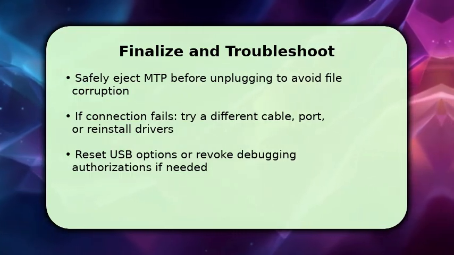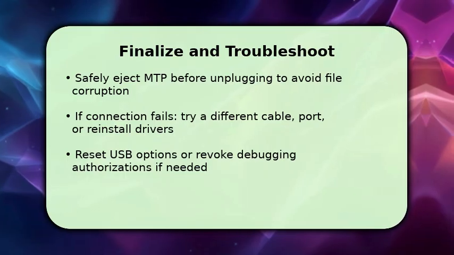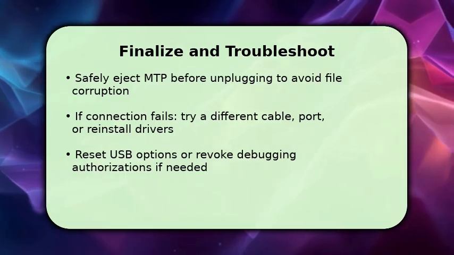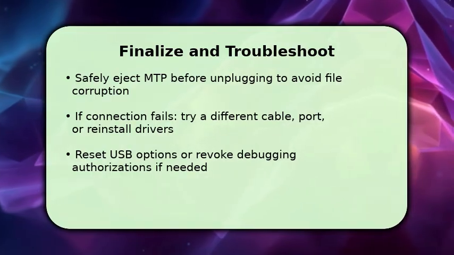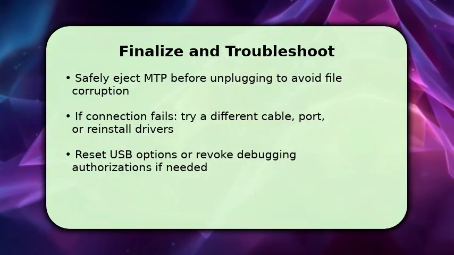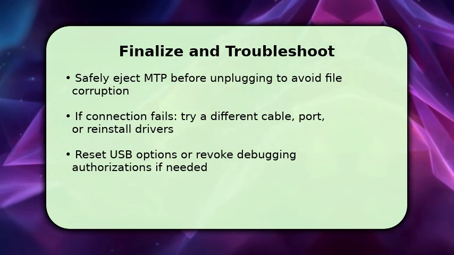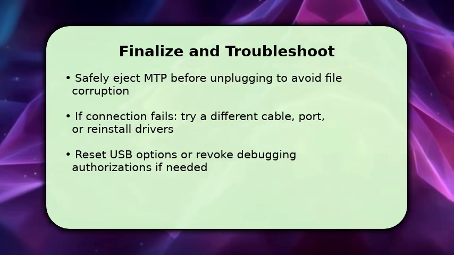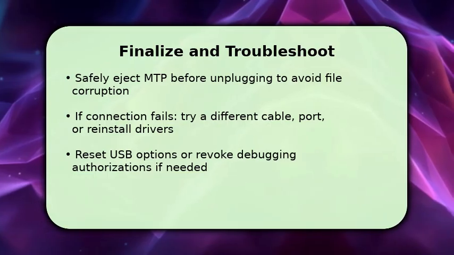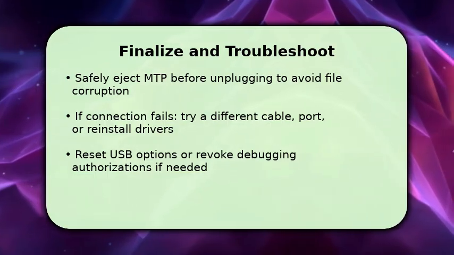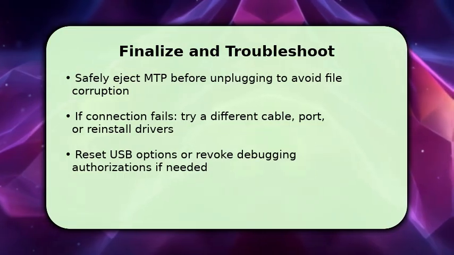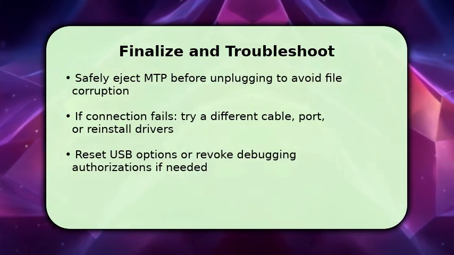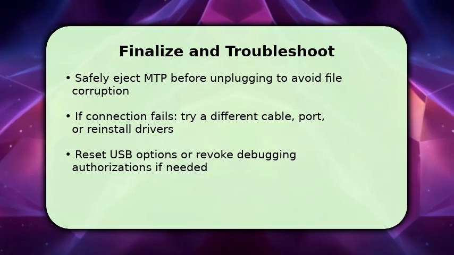If something goes wrong, try a different USB-C cable or port, toggle USB debugging off and back on, and reinstall drivers. These steps resolve most driver or authorization issues because they reset the handshake. As one key troubleshooting tip, revoke USB debugging authorizations in developer options and reconnect to force a fresh permission prompt. This often clears stale keys and restores proper connectivity.